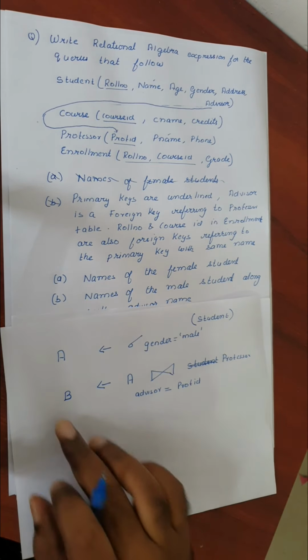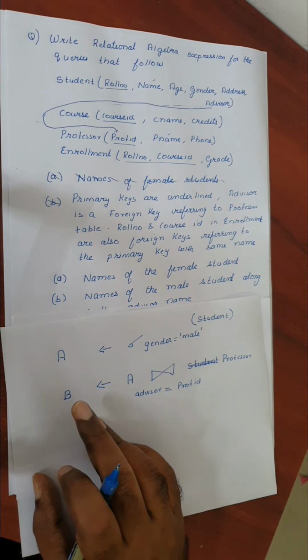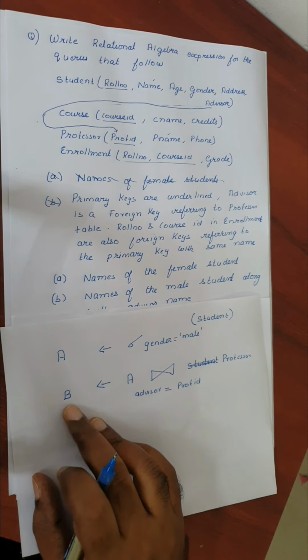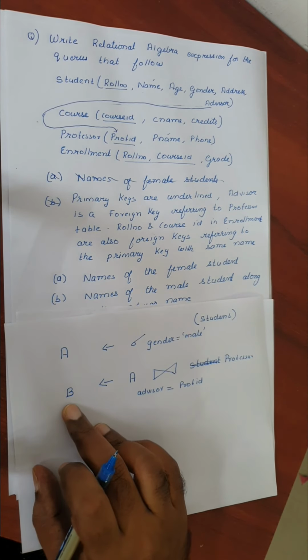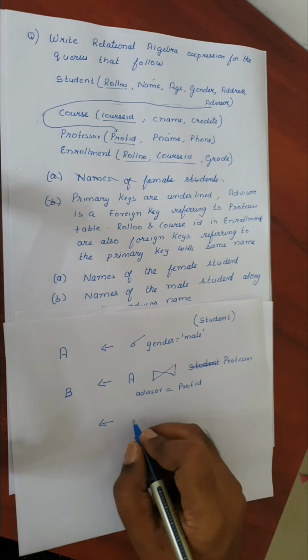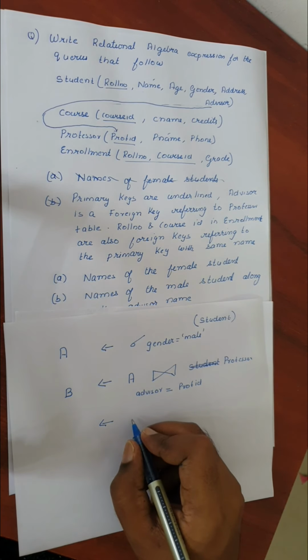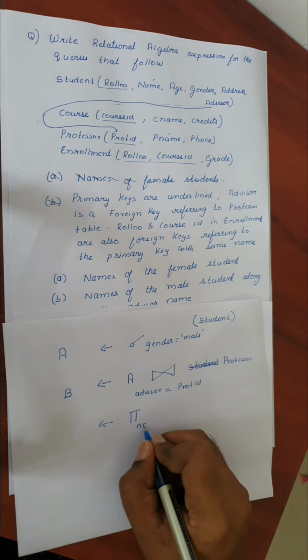Okay, so this B contains all the details of student as well as all the details of the professor with the gender male. Okay, all the male students details and their professor details also will be available. Okay, now from this we will project the name of the student as well as the professor name. Okay, we will project the name of the student, pi of name.